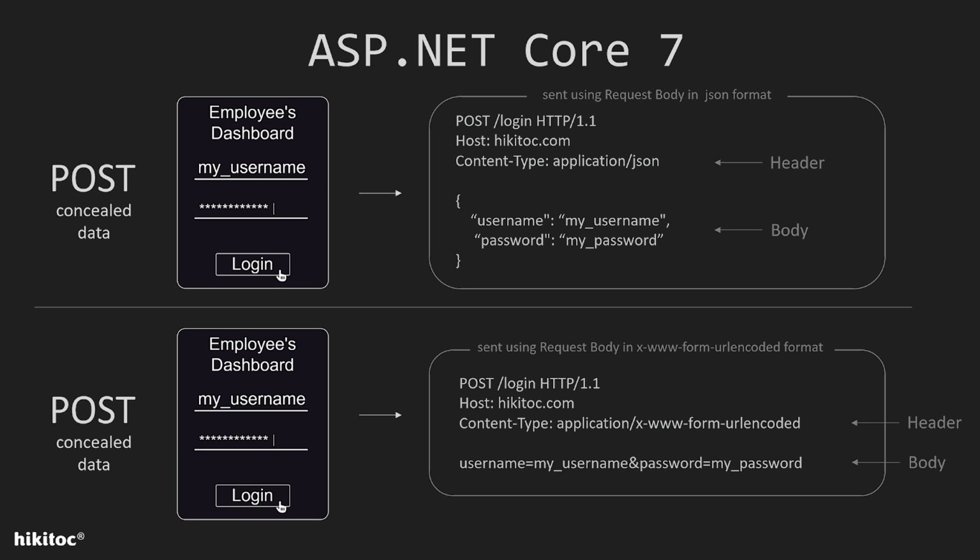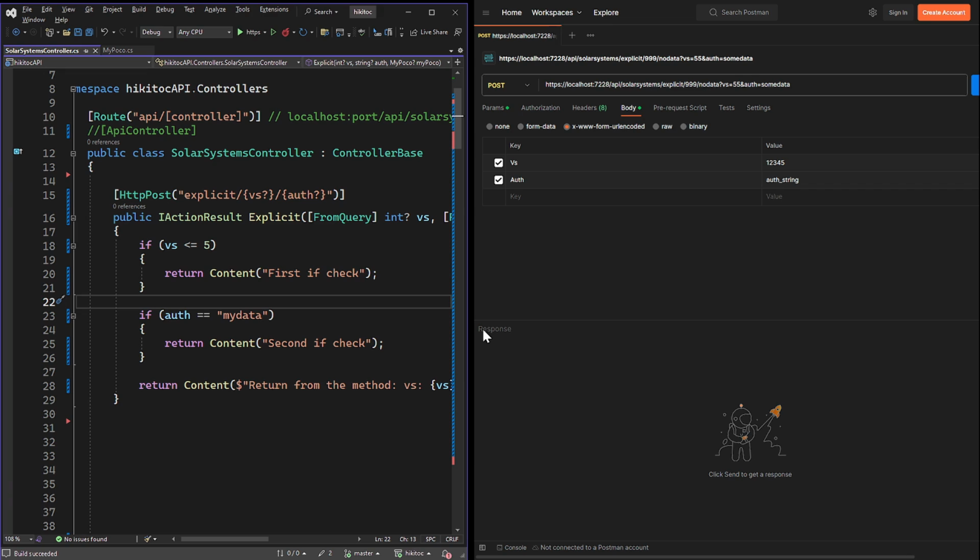Both JSON and form URL encoded data can be encrypted and secured using HTTPS, ensuring that the data is protected during transmission. The choice between JSON and form URL encoded depends on the application's requirements and the structure of the data being sent. Let's open Postman. To achieve the FromForm model binding, which is the primary option in .NET Core, in Postman we have two methods to send it.